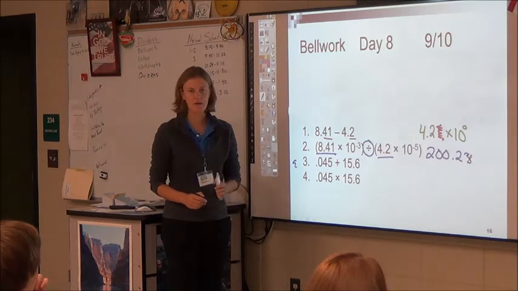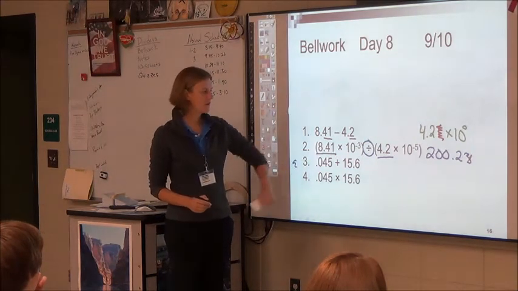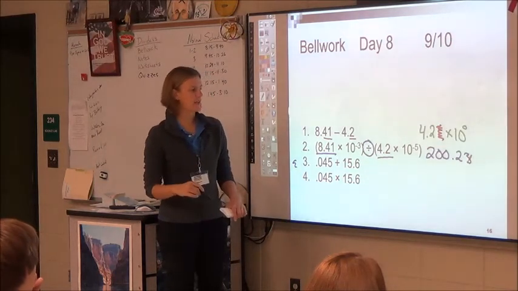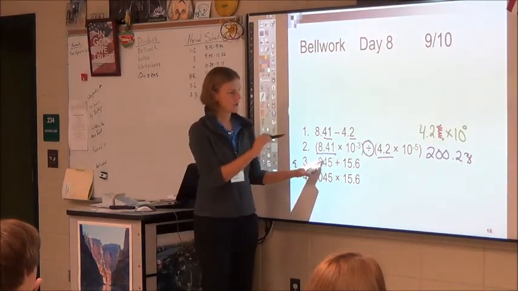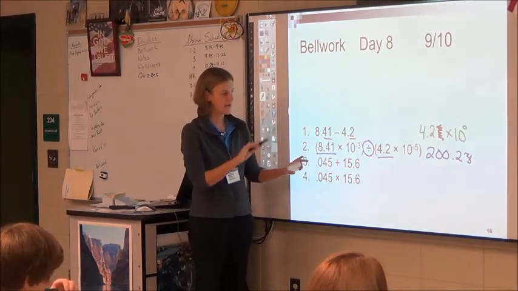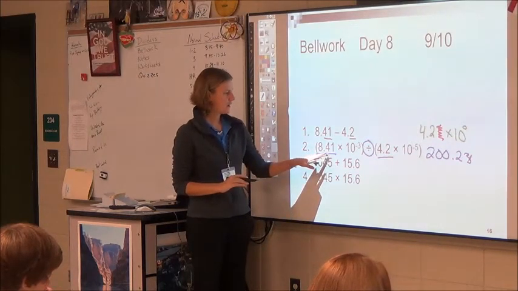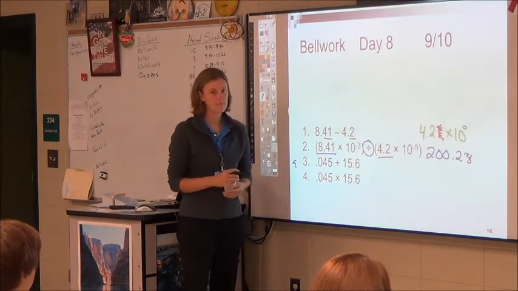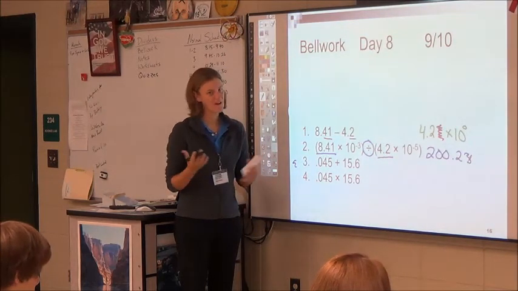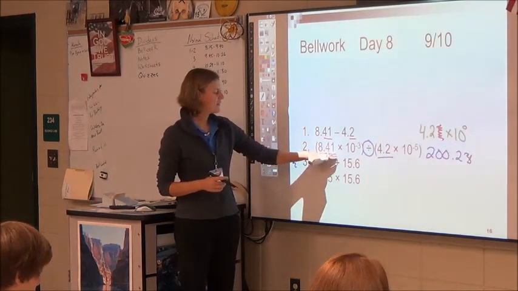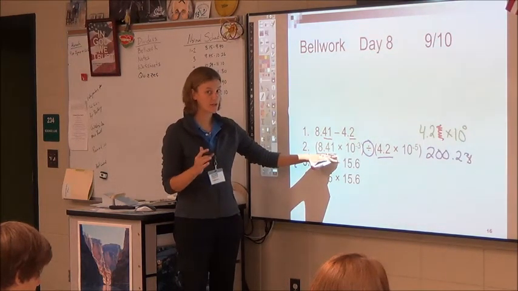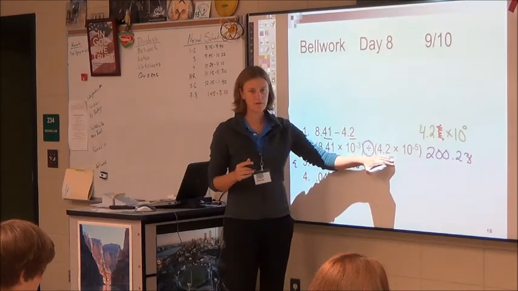240.23. So you took it out of scientific notation. Okay. Well, we'll put it back into scientific notation, but so you got 200.23. Okay, took it out of scientific notation. Is that the correct number of digits, though, that you should keep? Apparently not. How many significant digits does 8.41 have, Noah? Three. Noah, how about 4.2?